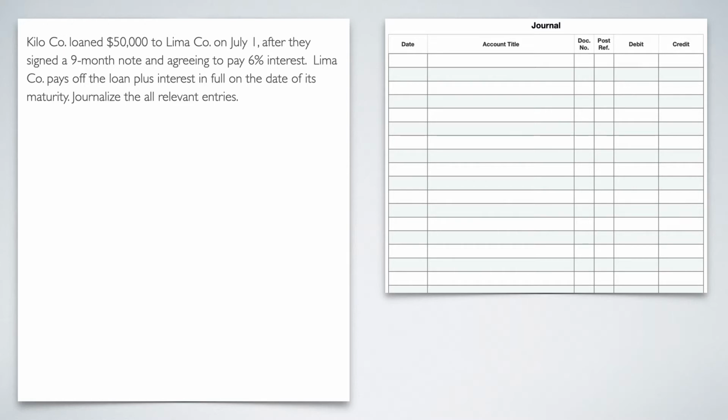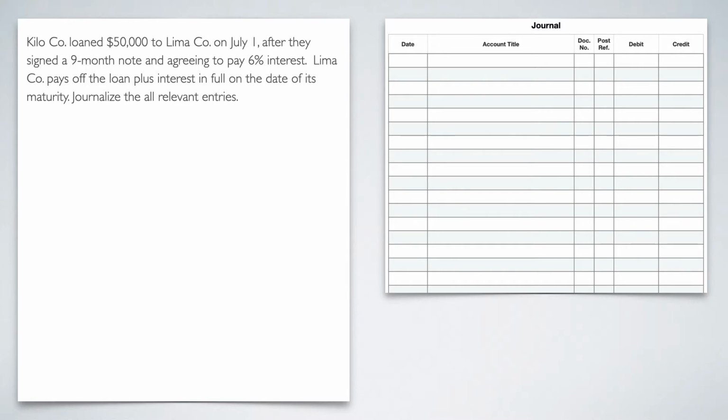Now, this is only one example of three that we're going to do in this video, but in this one I want you to notice that it's a 9-month note and it starts on July 1st, which means that we're going to go past December 31st. It's going to go past December 31st, which means we have to stop on December 31st and do an adjustment for the interest that we have earned. So we'll do that in this one.